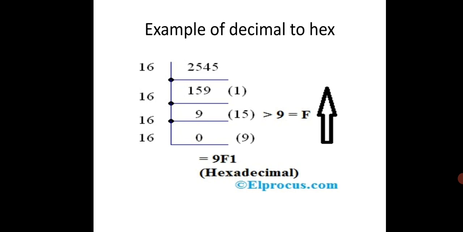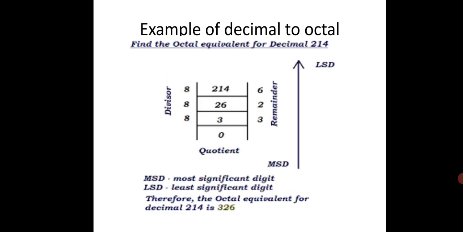Now we will start with the octal number system. For the octal number system, 8 symbols from 0 to 7 are used and its radix is 8. We will directly see the example.